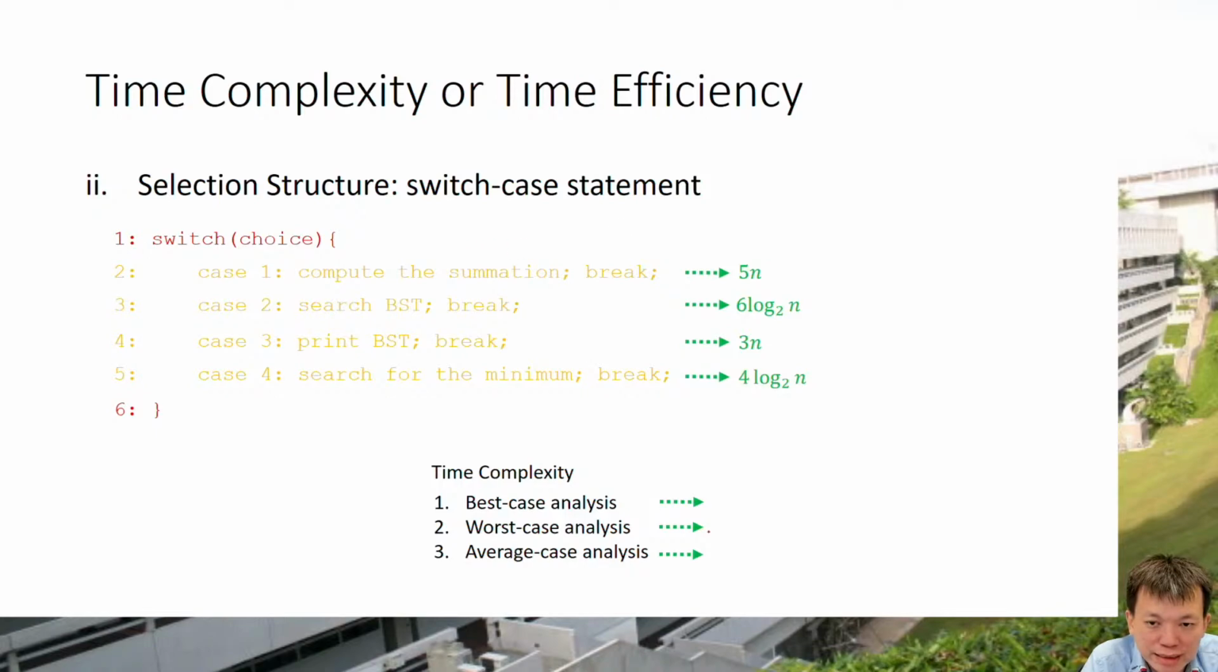So among these, which is the best case? Case 1, case 2, case 3, case 4. Which one gives you the best case, if I already tell you the computational time of each of them? The first one takes 5n. The second one takes 6 log 2n. The third one takes 3n. The last one takes 4 log 2n.